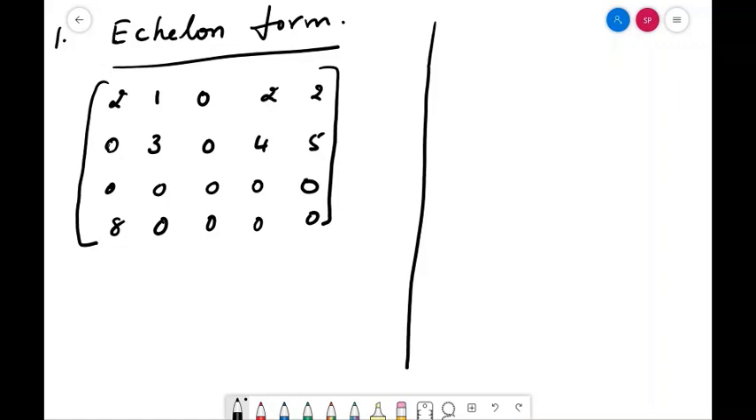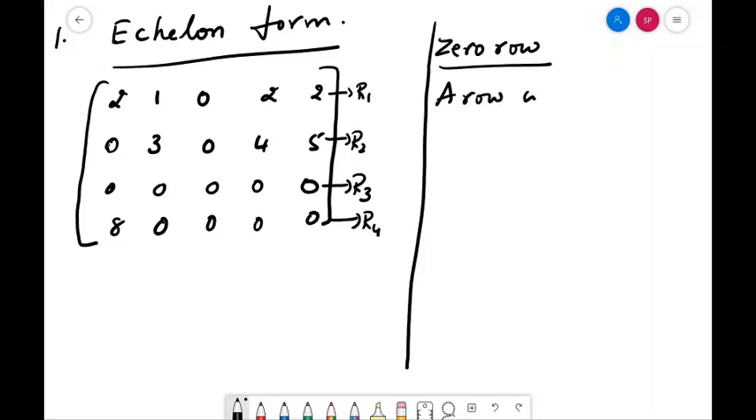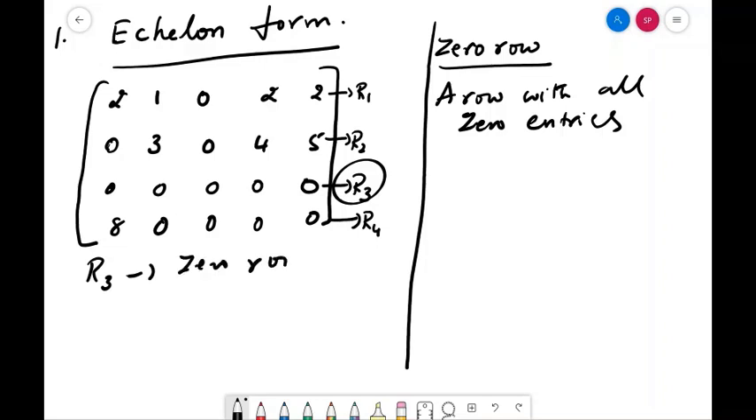So I have here 4 rows. This I will call row 1, and then row 2, and then row 3 and row 4. Now I have the first term, that is zero row. So what is a zero row? A row with all 0 entries. So we can quickly see here row 3 is a zero row. Then the second one I have is a non-zero row.